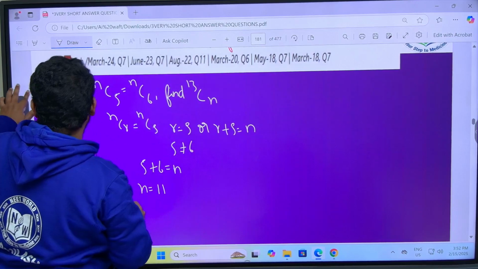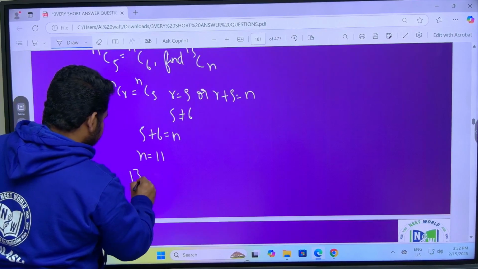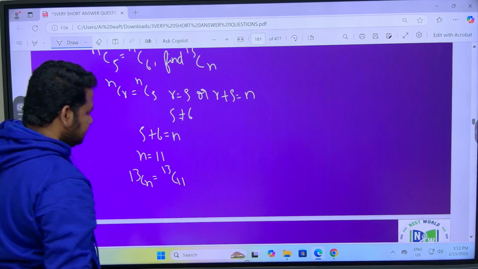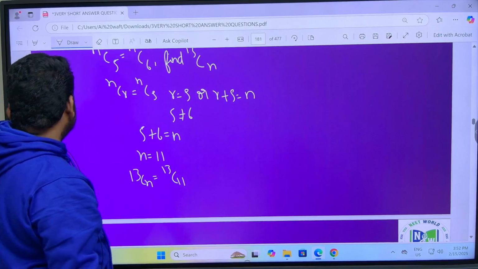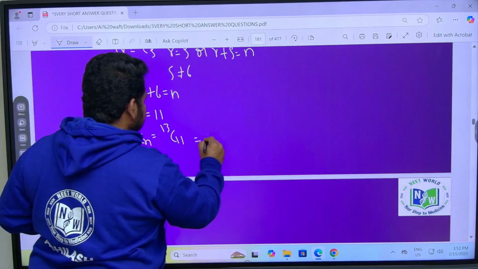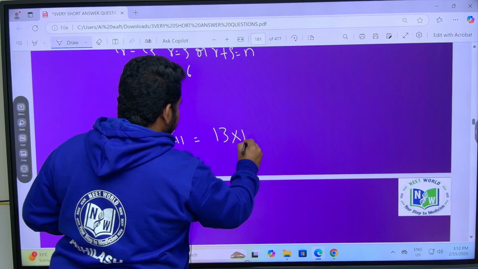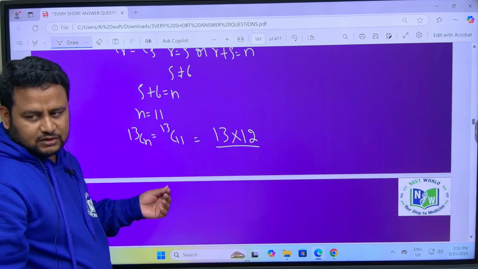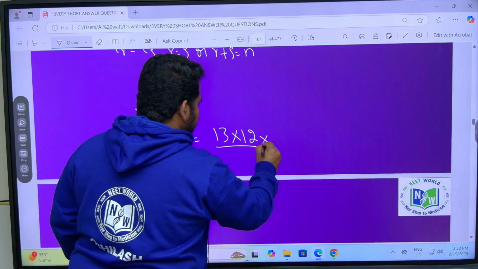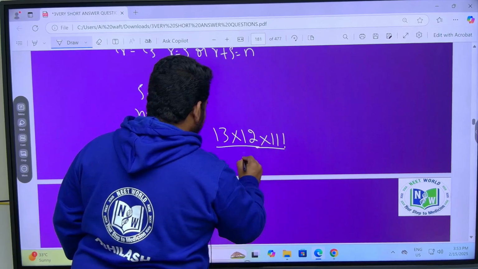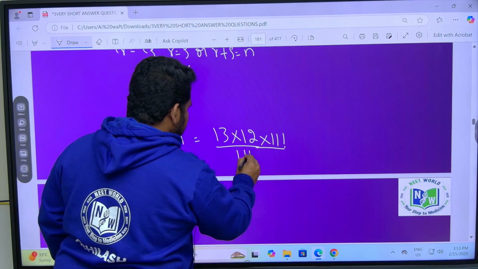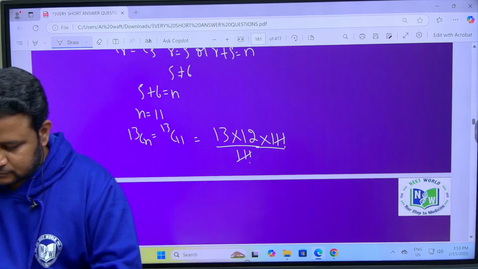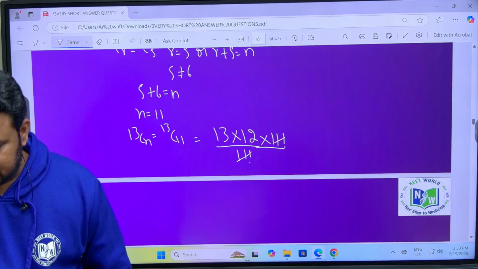Therefore now we have to find 13Cn, where n is equal to 11. That means 13C11 we have to find. 13C11 is nothing but 13 into 12 divided by 2 factorial times 11 factorial... Here you will have 11 factorial, and 11 factorial will cancel. You will get 13 into 12. That is what?